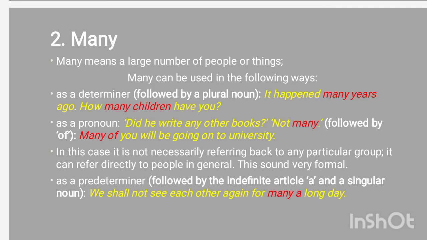In this case, it is not necessarily referring back to any particular group. It can refer directly to people in general. This sounds very formal.